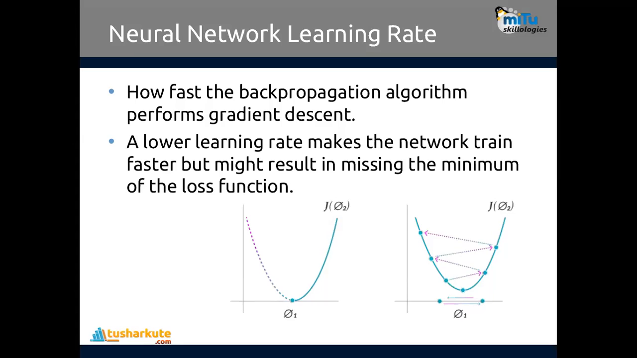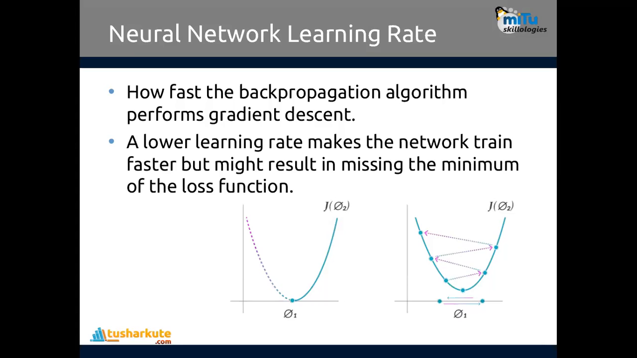The learning rate is given in terms of a percentage value from 0 to 1. But the problem is that it may result in missing the minimum of the loss function. So whatever loss function you applied, that loss function and the learning rate are most of the time connected together. Not exactly each other, but we have the impact of the learning rate on the loss function.